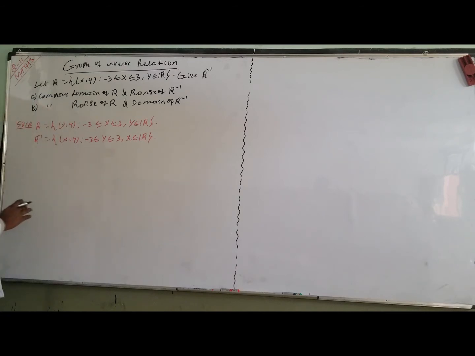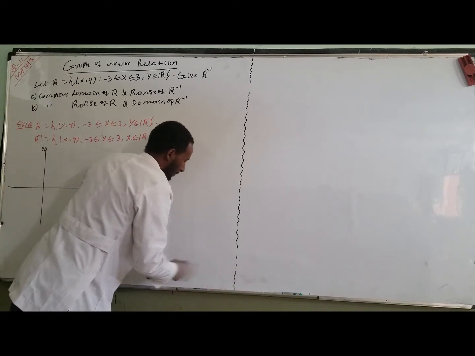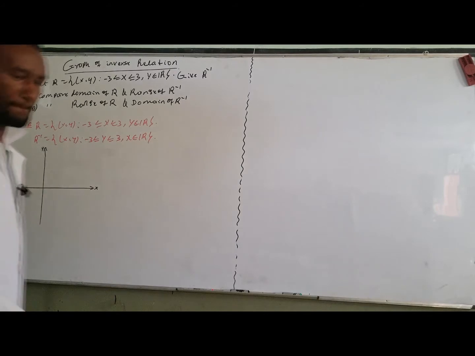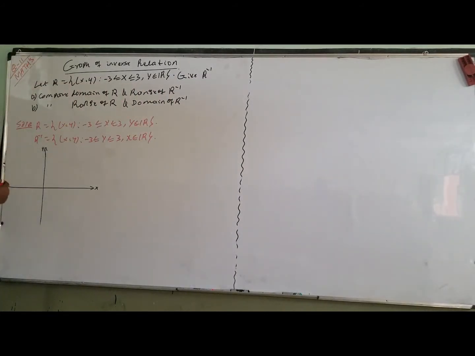Let us draw the graph of R and R inverse on different xy coordinates. Let us take this as the xy coordinates. When we draw the graph for R, x is between negative 3 and 3, so we mark 1, 2, 3 and negative 3 here, then 1, 2, 3 around here. Then we draw this graph.